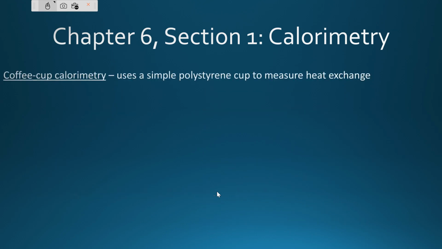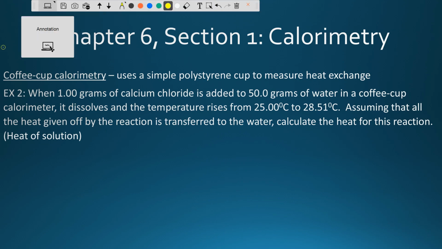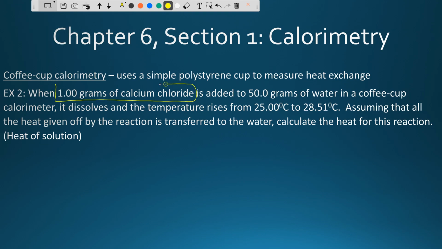Now let's see how we do this, and we typically do this within just a styrofoam cup, a polystyrene cup. We call that coffee cup calorimetry. So if we have 1 gram of calcium chloride in here, and let me switch over to my pen, here is my mass. And we're going to add it to 50 grams of water in a coffee cup.